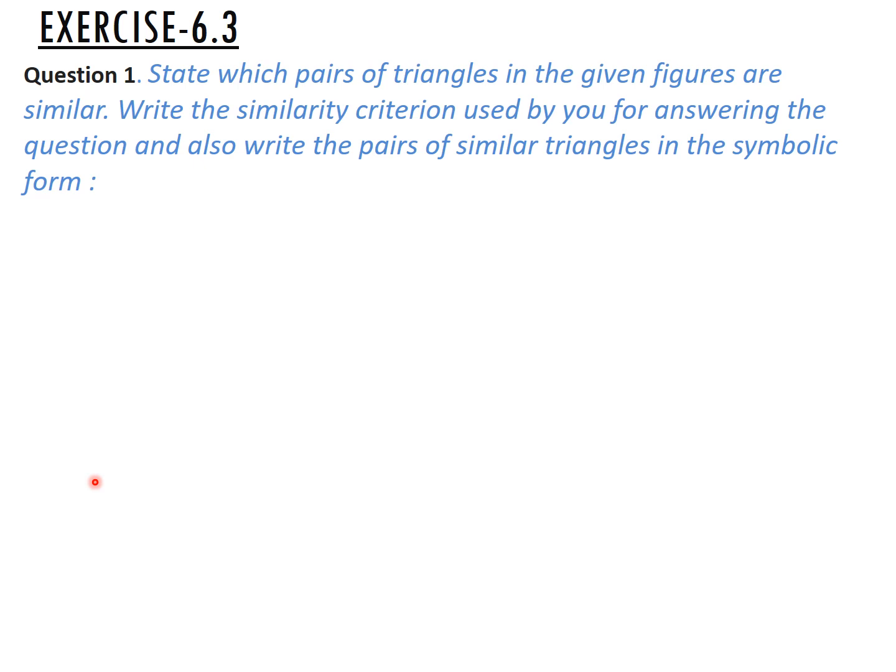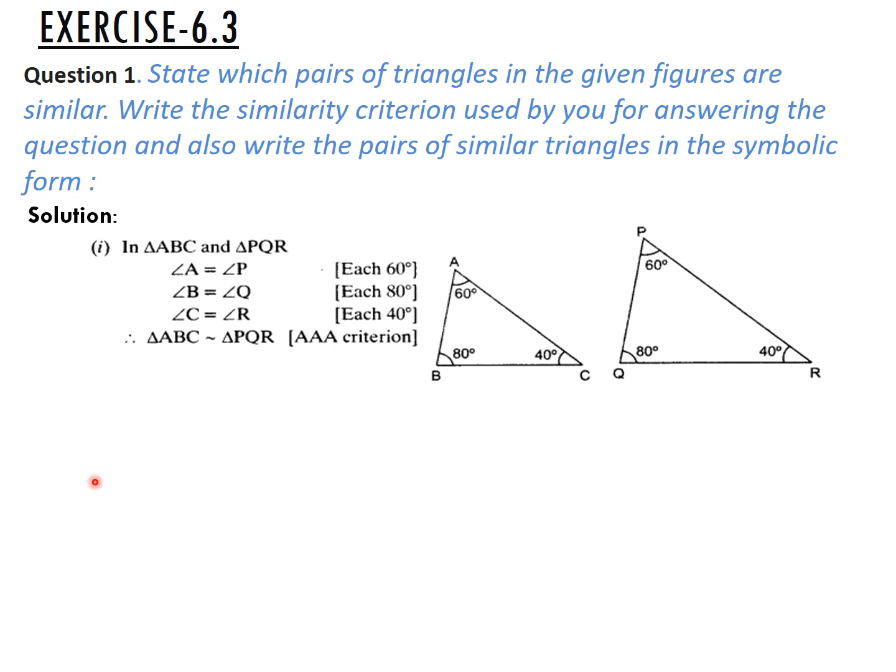the symbolic form. In the first pair of figures, we can see in triangle ABC and PQR, angle A is equal to 60 degrees and angle P is equal to 60 degrees. So I'll write the same right here. In triangle ABC and PQR, angle A is equal to P because each of them is 60 degrees. Then angle B is equal to angle Q, that is equal to 80 degrees, and angle C is equal to angle R, that is equal to 40 degrees.